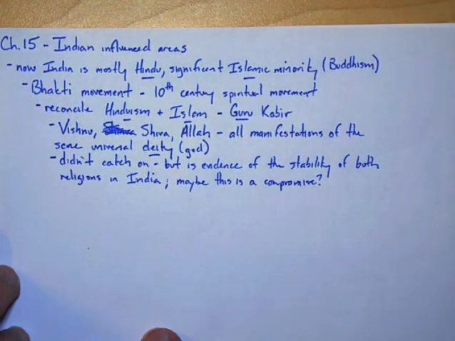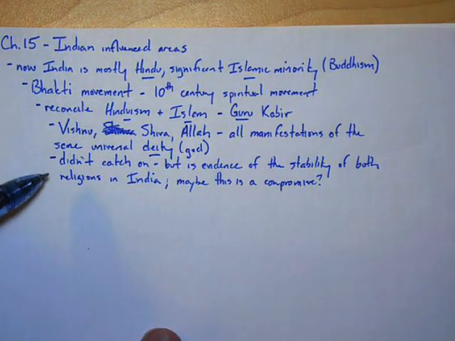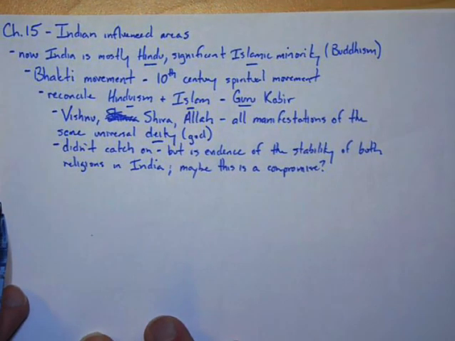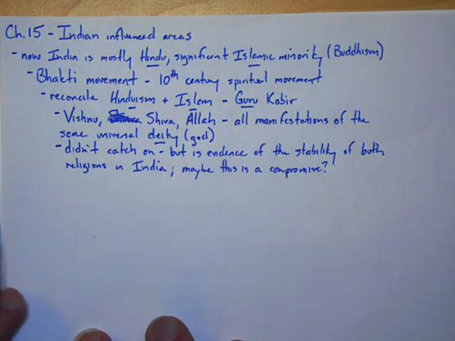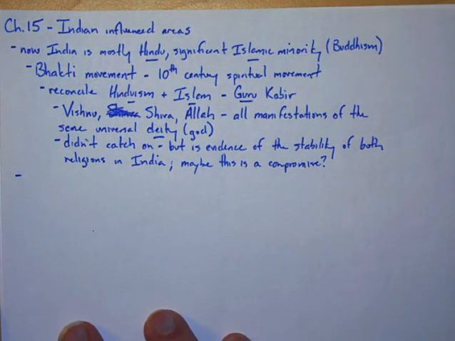Maybe it's a compromise the same way that the Sultanate of Delhi has to compromise with the Hindu people that surround it. That in order for India to be calm and peaceful and stable and prosperous, Muslims and Hindus have to get along together. And this is maybe a way we can show that. Maybe that's evidence of this. But now let's leave India and go first to Southeast Asia.